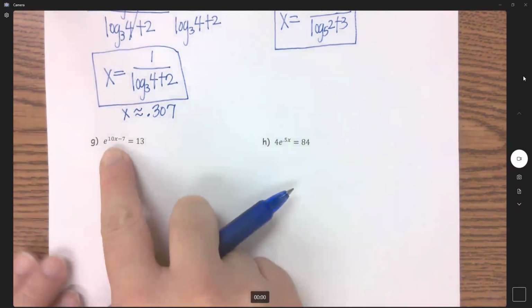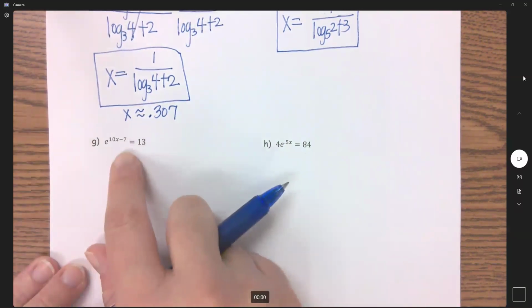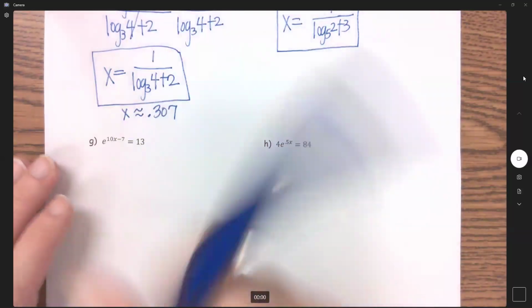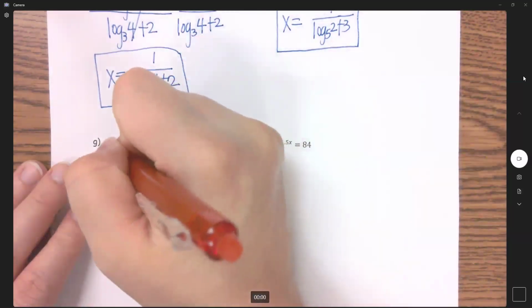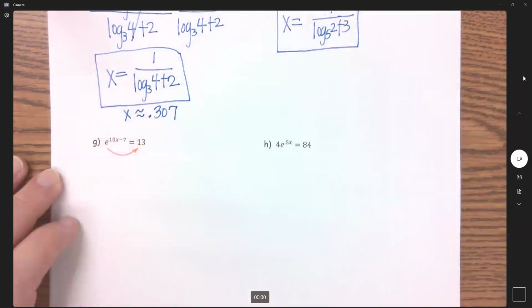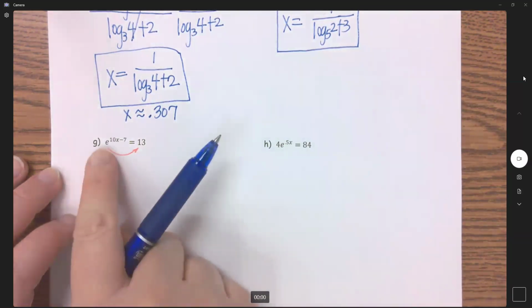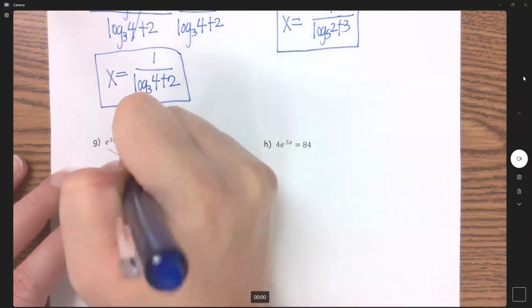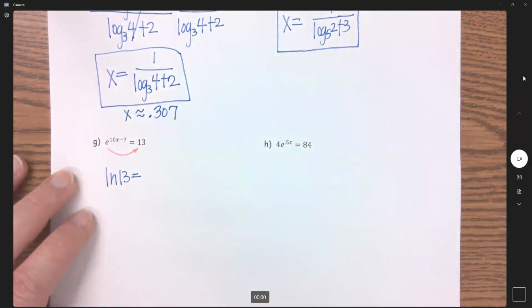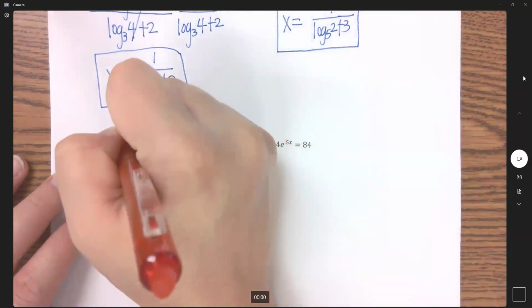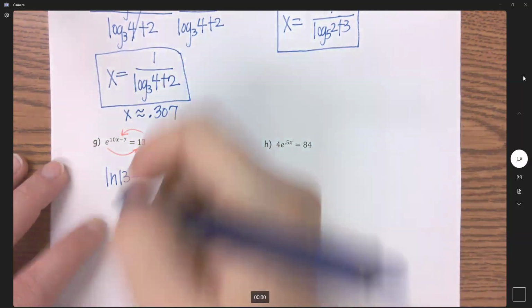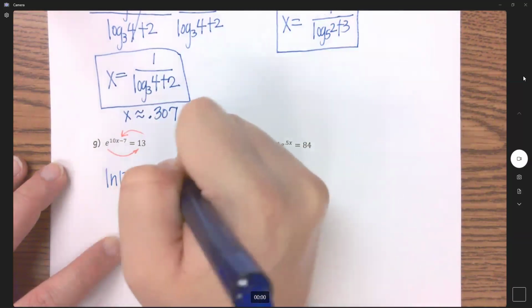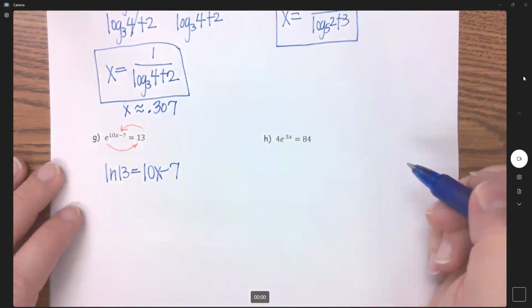first thing I need to do is isolate. This is already isolated. So let's rewrite. When I go base to the other side of our equal sign, I have a base of e. What is my log with a base of e? That's natural log. So we have natural log 13 equals what's left over, 10x minus 7. Then I'll solve for x.